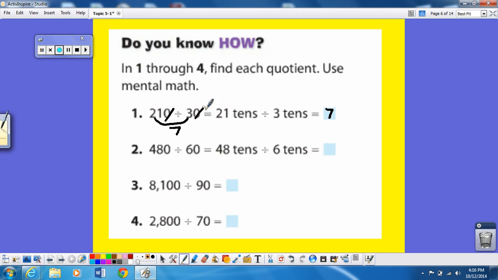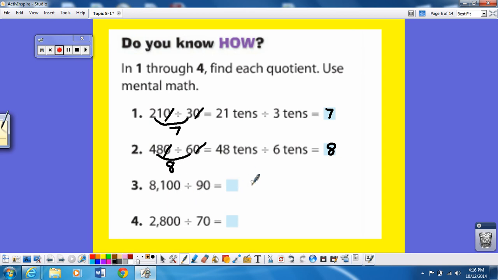Cancel, cancel. Down here, 480 divided by 60 is the same thing as saying 48 tens divided by 6 tens, which is merely 6 times 8 is 48. And check yourself. 48 divided by 6 is 8. Cancel, cancel.